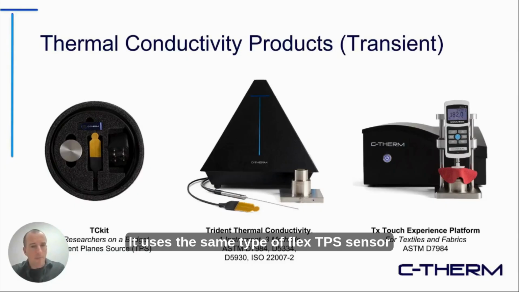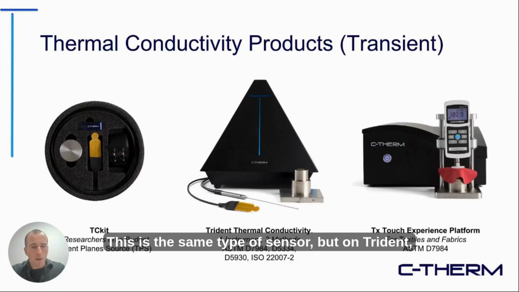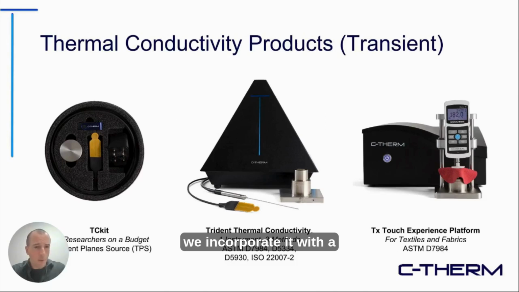It uses the same type of flex TPS sensor that's available on Trident that we'll be talking about. Trident is the product in the middle. We'll be talking about use and application of the flex transient plane source, or sometimes called hot disk sensor. This is the same type of sensor, but on Trident, we incorporate it with a better support package to provide a broader dynamic range. It meets the ISO standard as it's implemented on Trident.